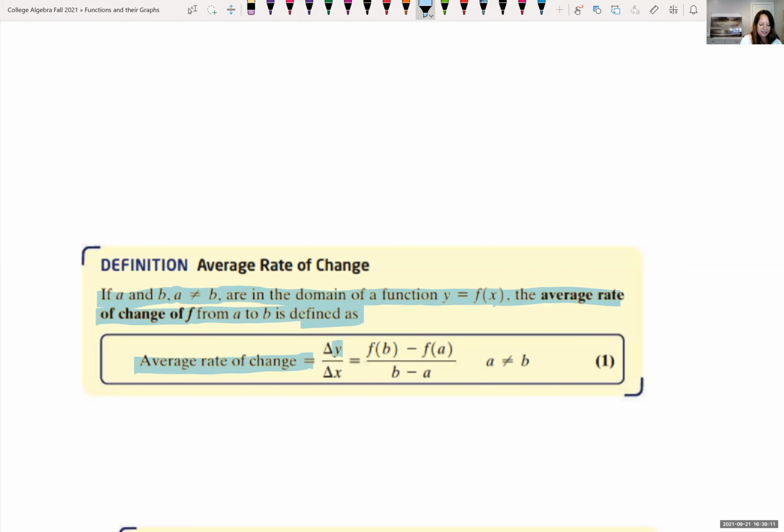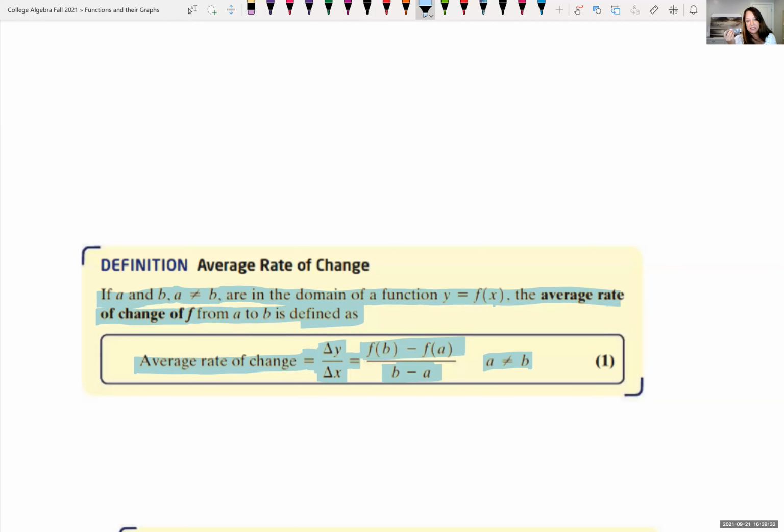one way to write it, the change of y, that triangle y, in the numerator all over the change in your x value. So this is looking at the change of our y value, f of b minus f of a, all over the change in our x value, b minus a. Again, a can't be b.